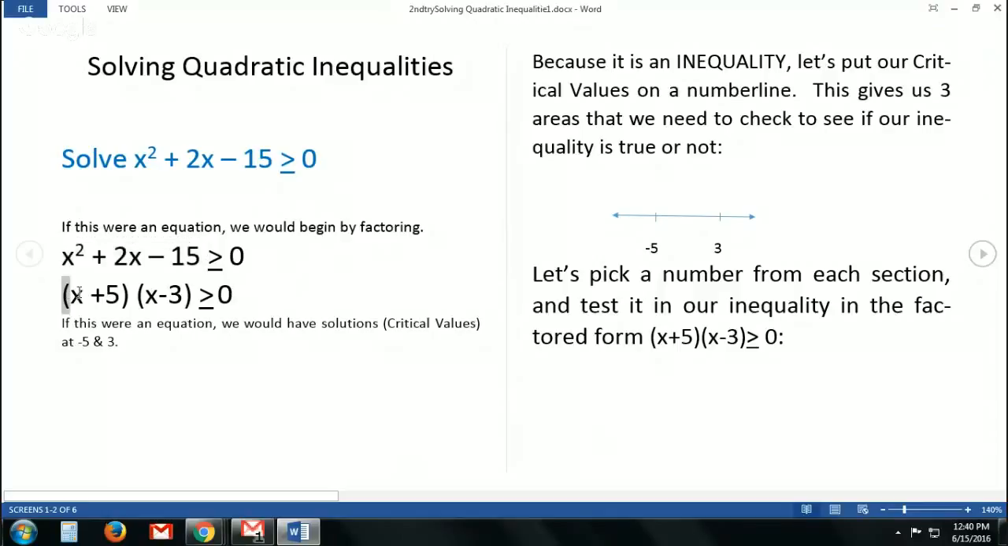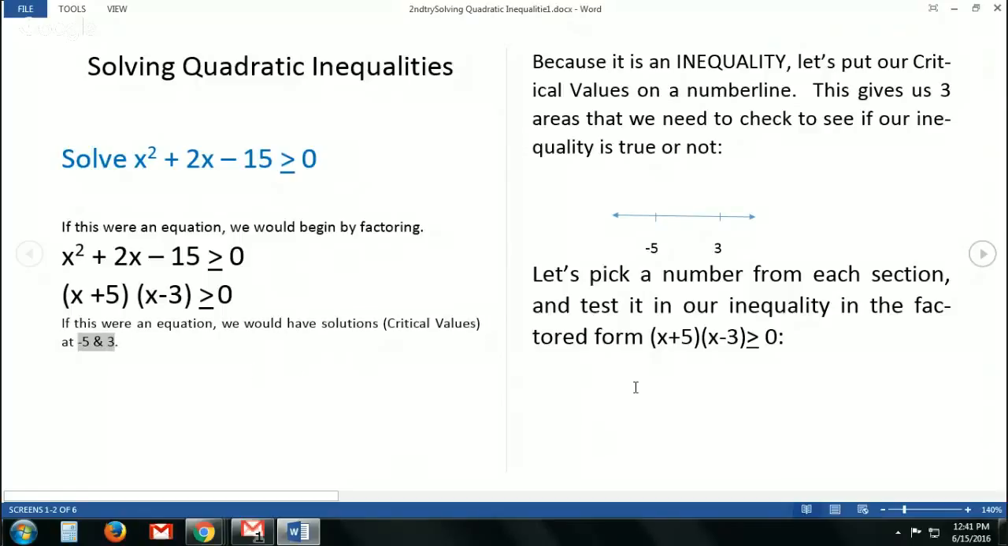The way that it factors is as x plus 5 times x minus 3. Now, if this were an equation, we would set each of these factors individually equal to 0 and solve to get our solutions. We would find -5 as a solution for the first factor, and we would find 3 as a solution for the second factor. The first thing that you're going to notice different for solving a quadratic inequality is that instead of saying solutions, let's call these critical values at -5 and 3.